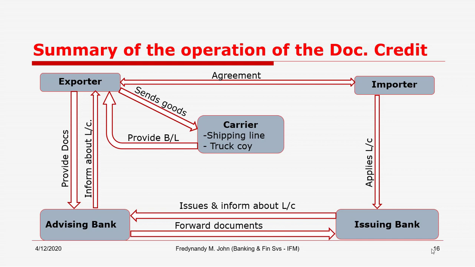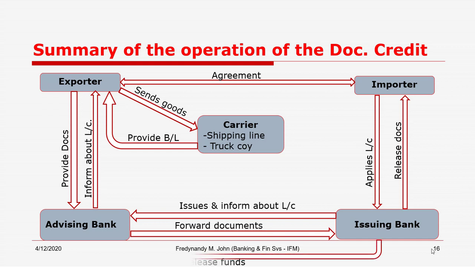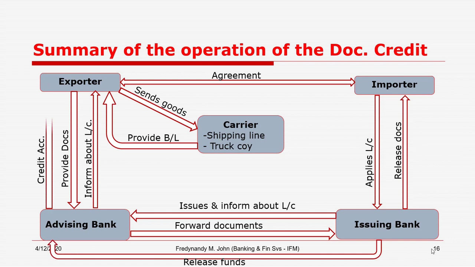And if everything is intact, then the issuing bank will release the documents to the importer, who will go over to the shipping agents and claim the goods, while in the meantime the issuing bank will raise funds to the advising bank, which will subsequently credit the account of the exporter. So you see now, this is how the letter of credit works.